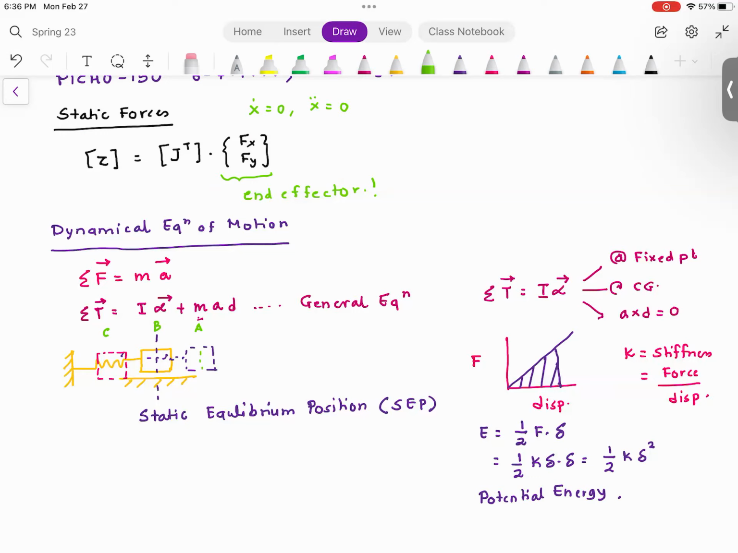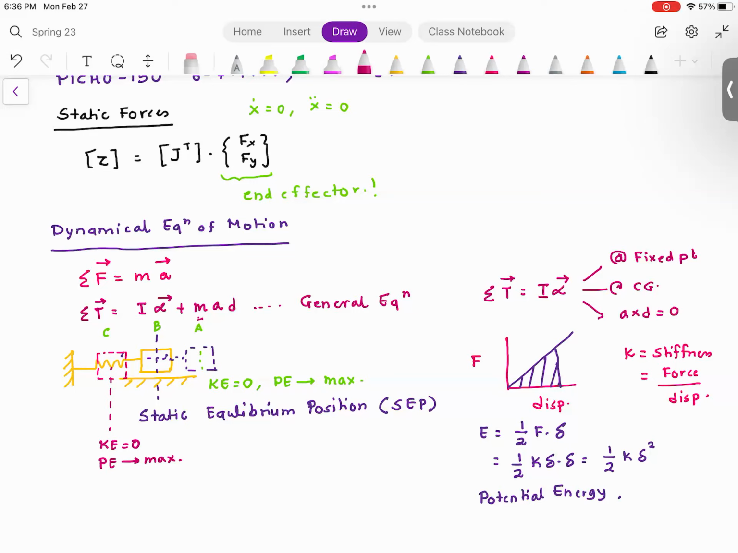Which means the kinetic energy at point A is 0. However, because the spring is stretched all the way to the maximum extent, potential energy is maximum. Do you agree with me? Then here, again the same thing: kinetic energy is 0 and potential energy is maximum.